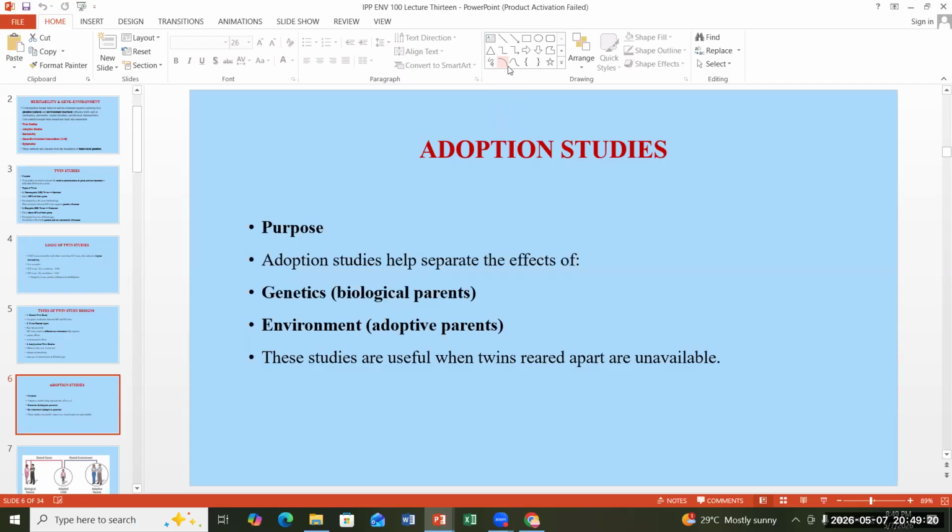For example, if we are talking about the adoption of a child, obviously a child has biological parents, and now the child is adopted by a couple. So the environment becomes that of the adoptive parents, who are providing a certain type of environment. Sometimes it is possible that adoptive parents are raising these adopted children with many more facilities and a much more educated environment.